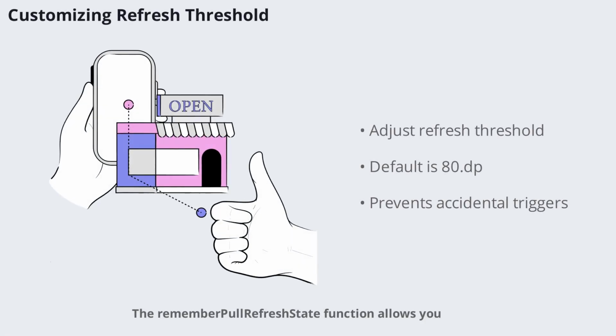Remember, pull refresh state function allows you to customize the refresh threshold. This parameter defines how far the user must pull down to trigger the refresh action. By default, it's set to 80 dp, but you can adjust it to suit your app's needs. Customizing the threshold helps balance responsiveness and accidental triggers, ensuring a smooth user experience.